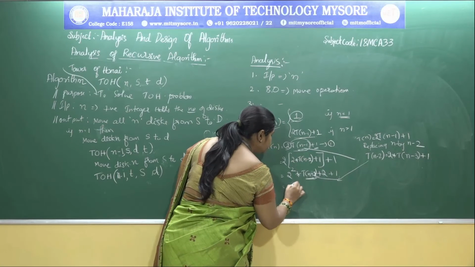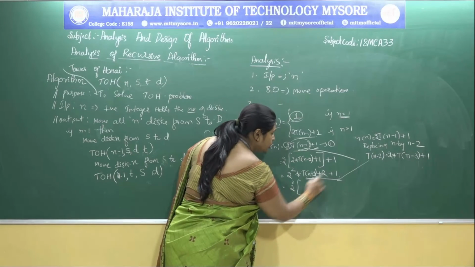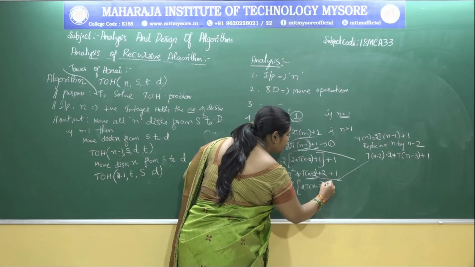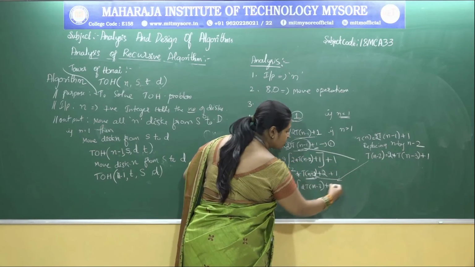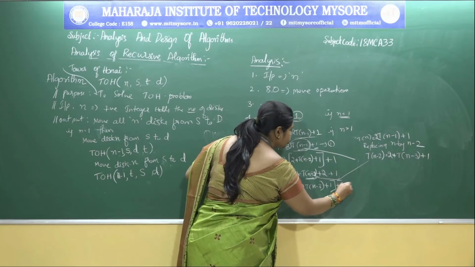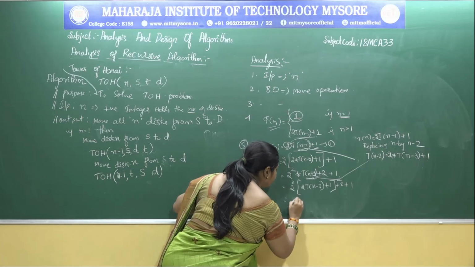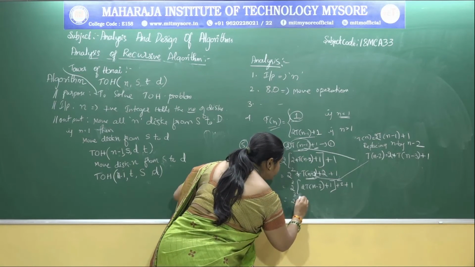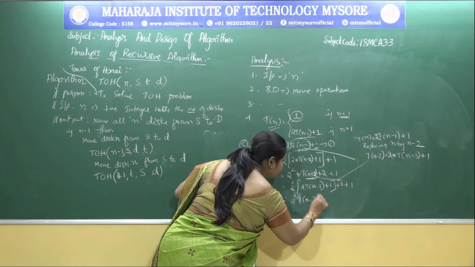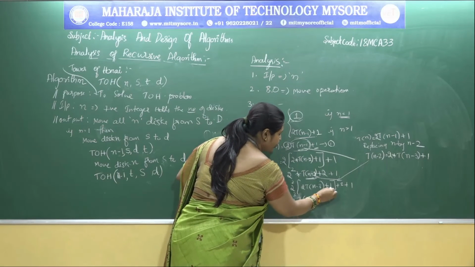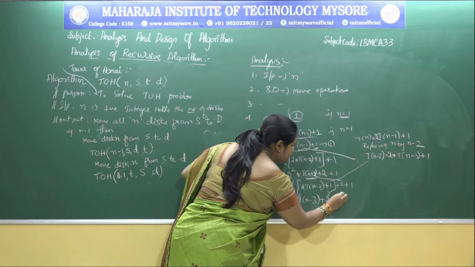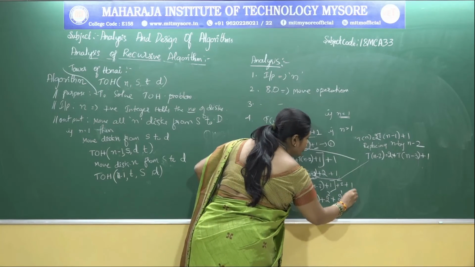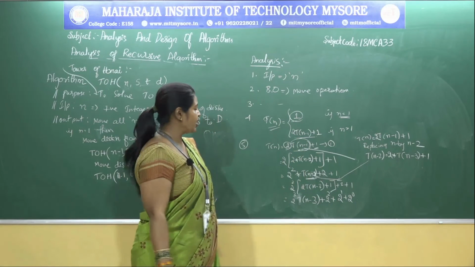So now it will become 2 square into, so that 2 into T(n-3) plus 1, plus 2 plus 1. So now it will become 2 square into 2, that is 2 cube, into T(n-3), plus 2 square into 1 is 2 square, plus 2, which can be written as 2 to the power of 1 plus 2 to the power of 0. So like this we can write.